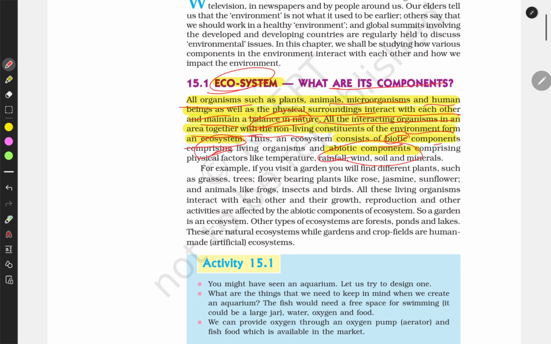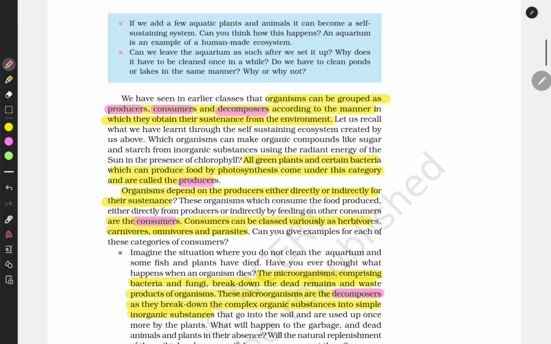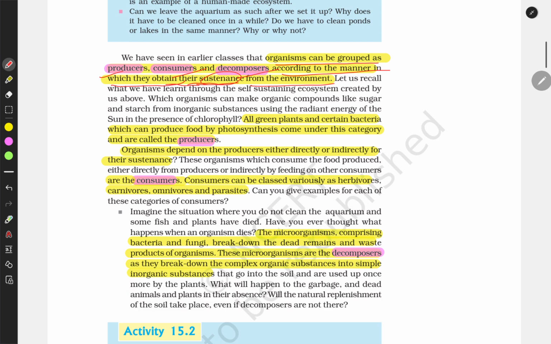Living components, we already know: animals, human beings, plants, and all that. Non-living are like temperature, rainfall, wind, soil, and minerals. We have seen in earlier classes that organisms can be grouped as producers, consumers, and decomposers, according to the manner in which they obtain their sustenance from the environment. So based on what they eat and how they are eating.